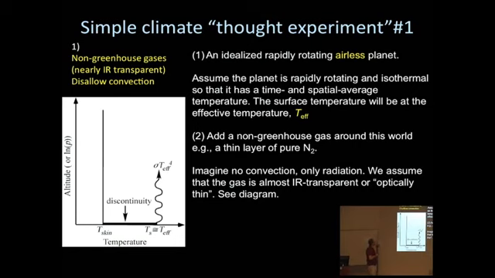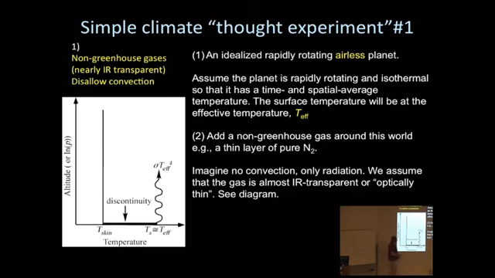And this means that the surface temperature will be the effective temperature. Okay? Now let's add some gas around this body, and let's assume it's a non-greenhouse gas. So something like pure nitrogen crudely would approximate that. It's not strictly true because it's going to absorb something. And let's play God, and we'll say no convection, not allowed, only radiation.